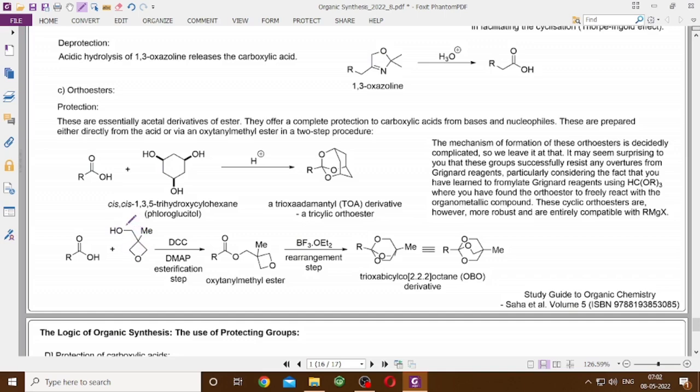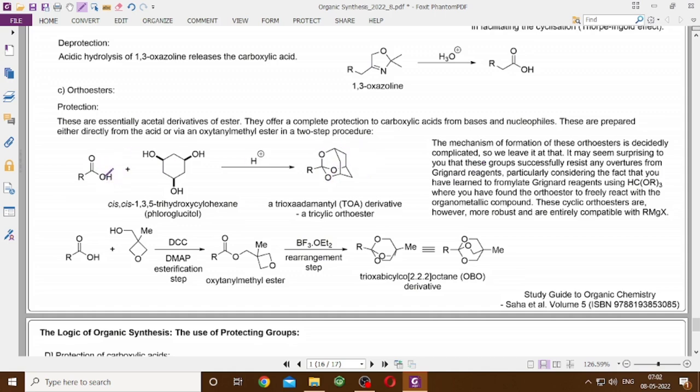derivative, where you have a primary alcohol. This coupling is done with DCC, DMAP, that's a Steglich esterification reaction, and this ester is rearranged under Lewis acidic condition to give you the OBO-protected carboxylic acid. So these mechanisms are very, very complicated, and therefore we don't go there. But the thing is that they offer a robust protection for carboxylic acid.